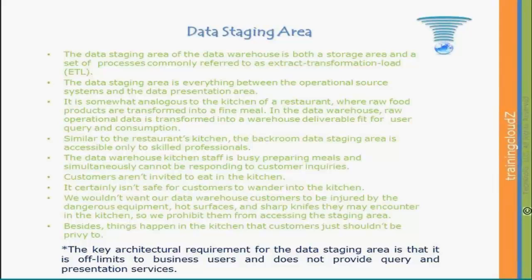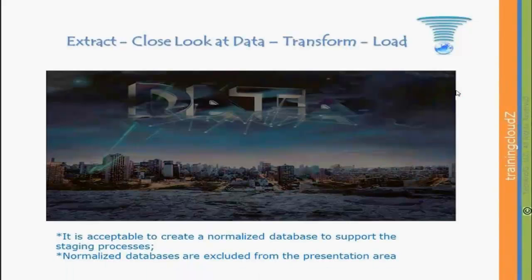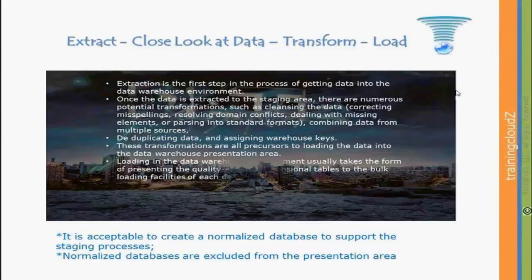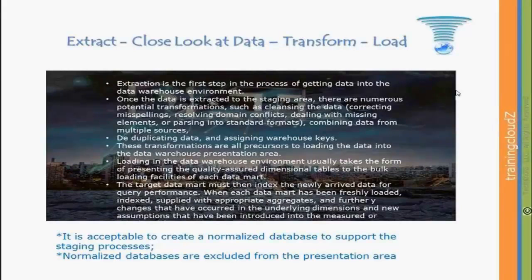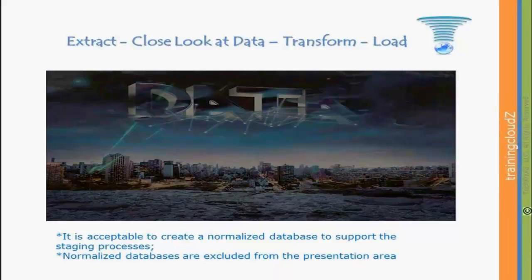Yeah, thanks. Perfect. So the data staging area is like this. It is only for the developers. That is a very important point we need to understand. It is not for the business. And now, extract, close look at the data, transform, and then load. Why I call it close look at the data is, without looking at the data, you can't really transform. So in here, let us go step by step.